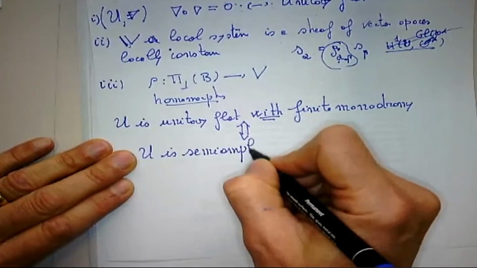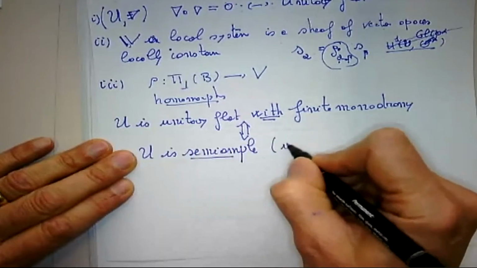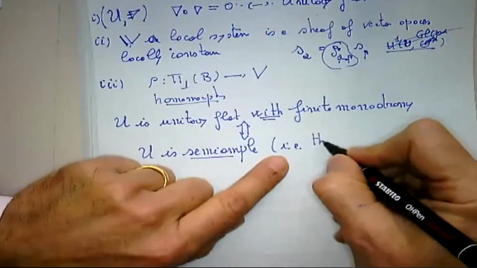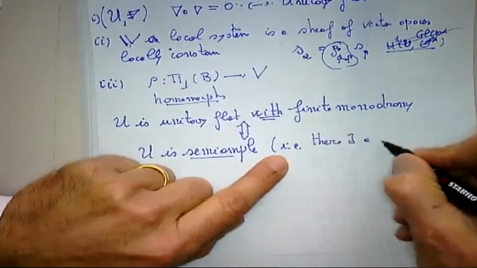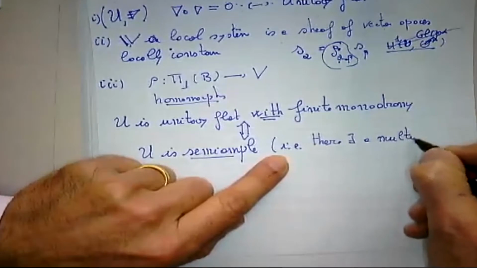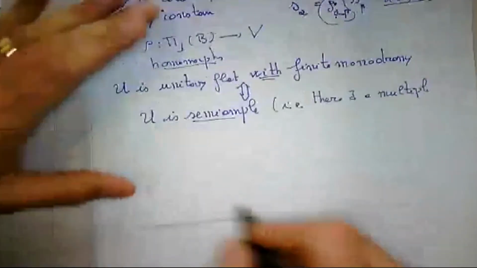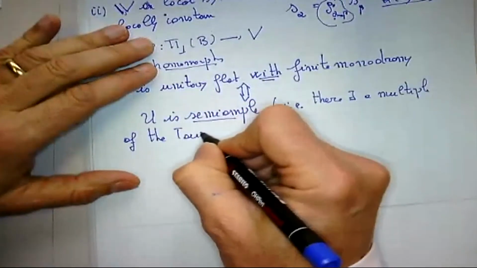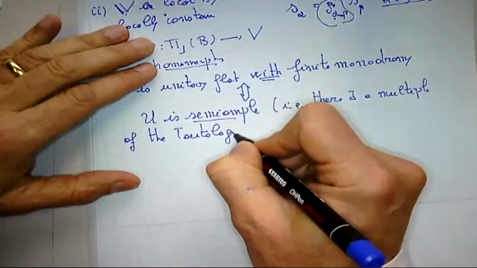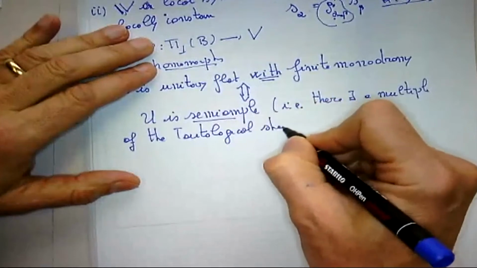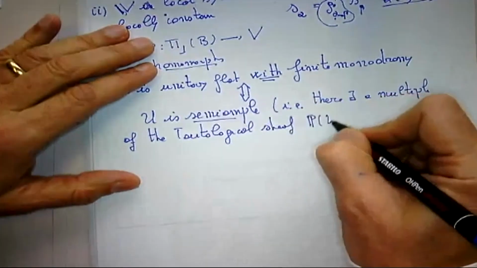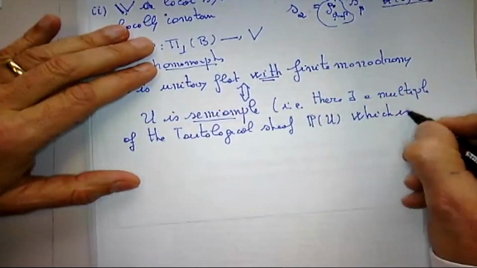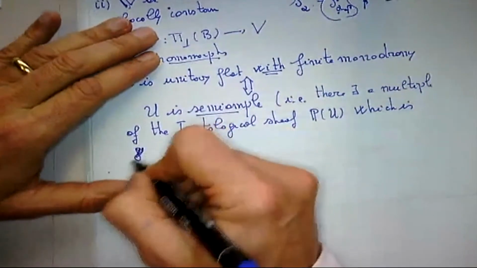This is equivalent to U being semiample. What does it mean, semiample? It means that there exists a multiple of the tautological sheaf on proj U which is generated, is base point free.